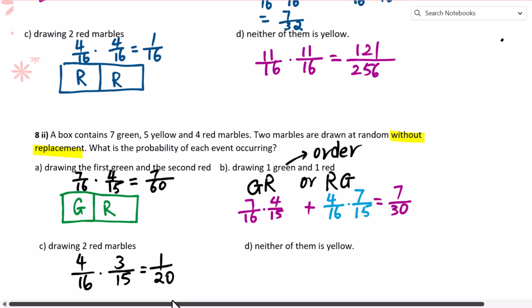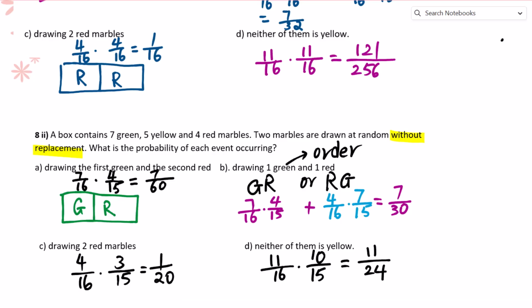D. Neither of them is yellow. The first is not yellow, 11 over 16. Second is not yellow. 15 left. Not yellow will be 10. Equals 11 over 24.